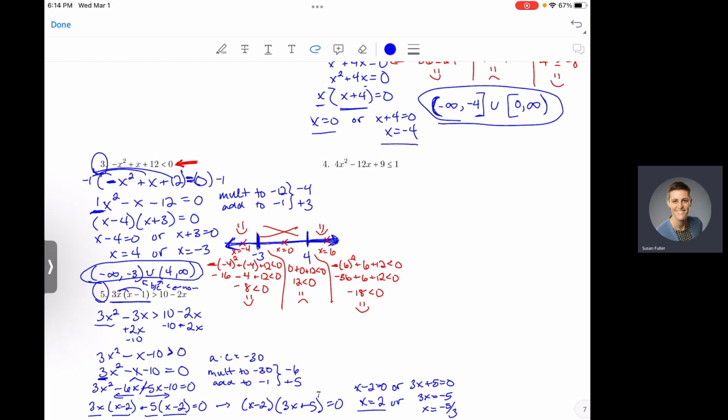So 2 and negative 5/3, I'm putting those values on a number line. Go from there. So negative 5/3 is going to be over here, and positive 2 is going to be over here somewhere. If we make a cut at each of these, I've got 3 pieces of my number line, and I just need to test each piece. So I'll pick one in each of these guys.